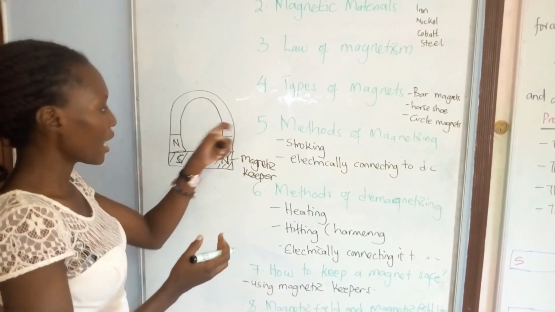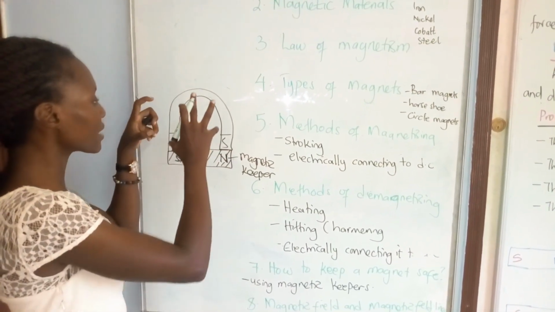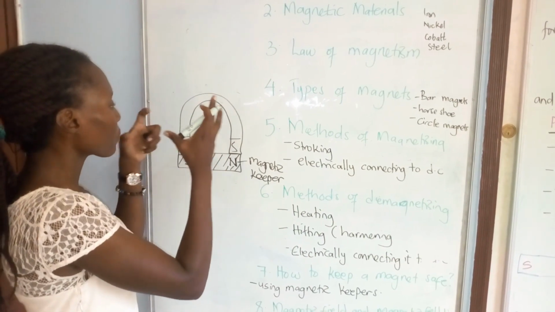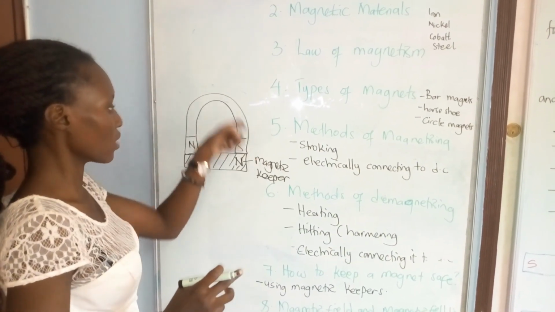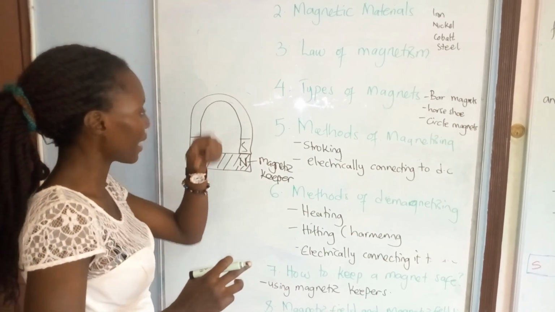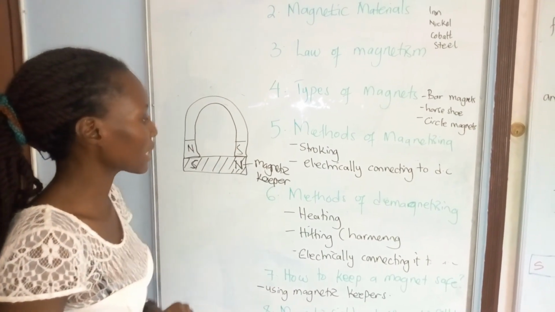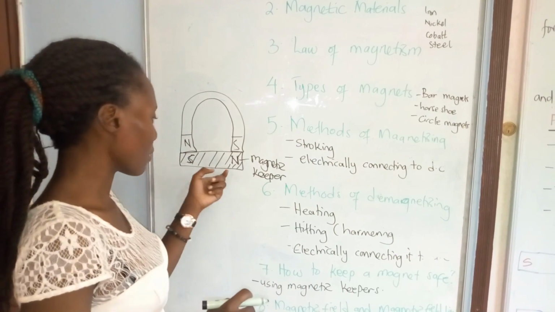So this keeper helps position or protect the dipoles such that they are in one position, and when they are in the same position as they were and they can't be distorted, they retain their magnetism as far as the keeper is still holding them.